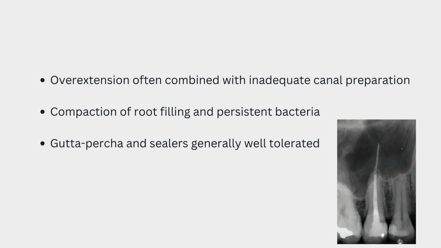While gutta-percha and sealers are usually well tolerated by apical tissues, improper technique can introduce bacteria and hinder healing. Despite the potential issues, healing can still occur in the presence of overextended filling materials if the tissues have not been inoculated with microorganisms through vigorous overinstrumentation. Proper technique and avoiding contamination are crucial for successful healing in these cases.